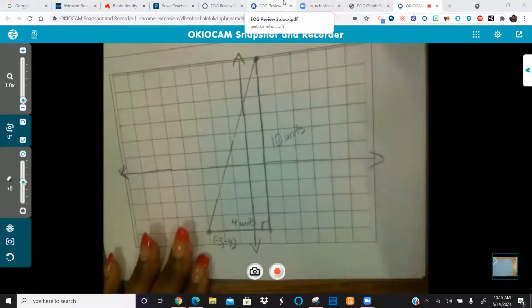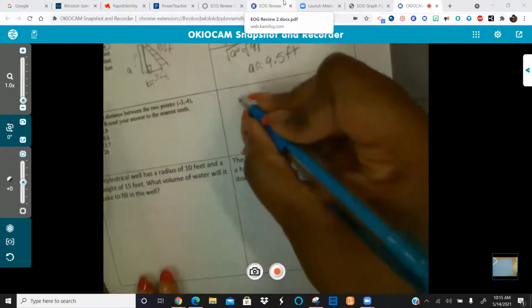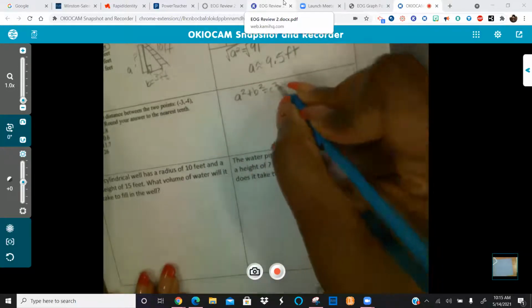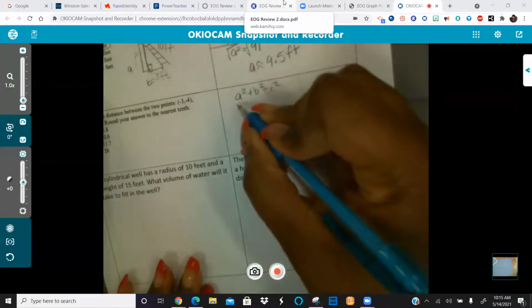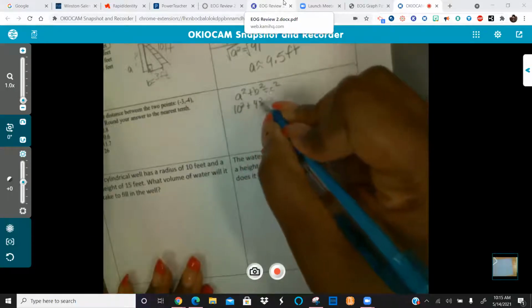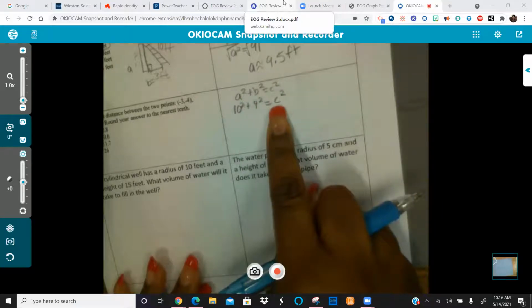All right, so let's use the Pythagorean theorem. That's a squared plus b squared equals c squared. And remember, our legs were 4 and 10. So we can put either one in, 4 and 10 or 10 and 4. And we're looking for c.